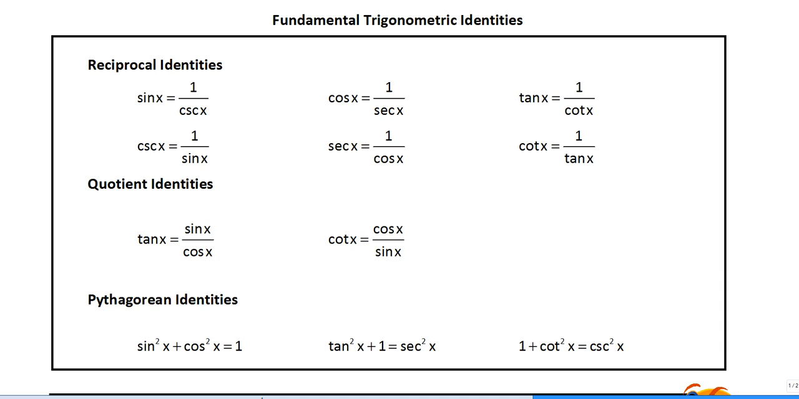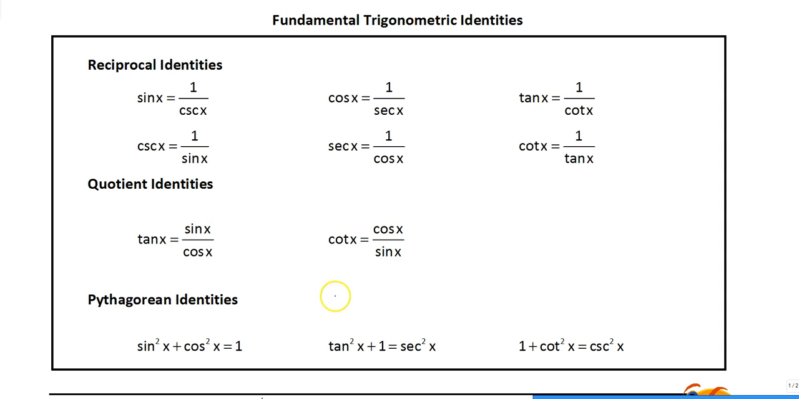Now, you're already familiar with sine squared plus cosine squared is equal to 1, or at least you should be familiar with that. But the two new ones are what I'm always asked about. I'm always asked, Mr. Longo, how do I remember all three of these? And the answer to that question is don't memorize all three. Just memorize the first one and know how to get the other ones.